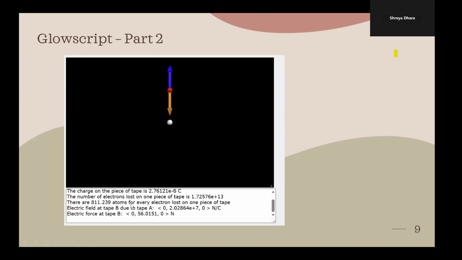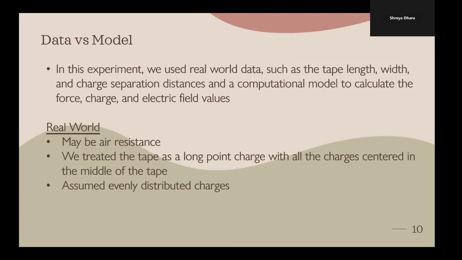For our results, we got that the charge on the piece of tape is, again, 2.76 times 10 to the negative 6 coulombs. There are 1.73 times 10 to the 13th electrons lost on one piece of tape. There are 811 atoms for every electron lost on one piece of tape. The electric field at tape B due to tape A is this value right here. And the electric force at tape B is 56 newtons in the y direction.